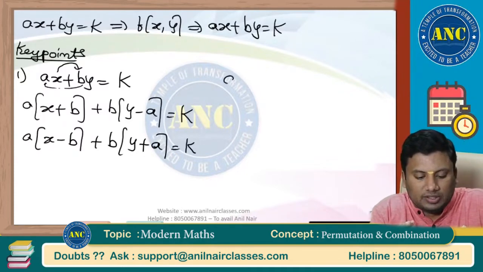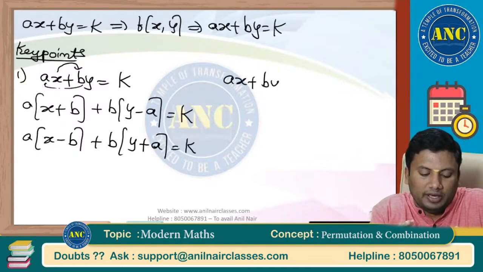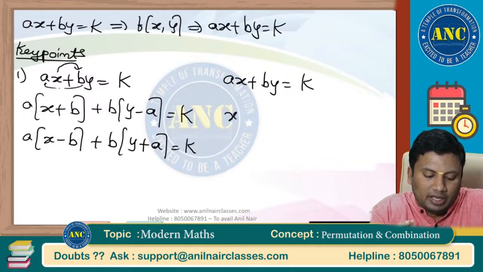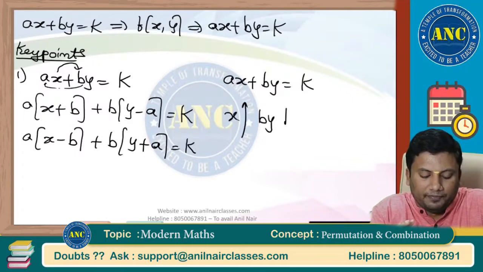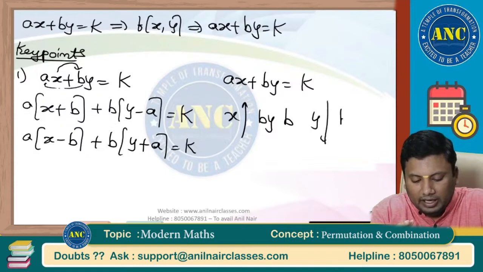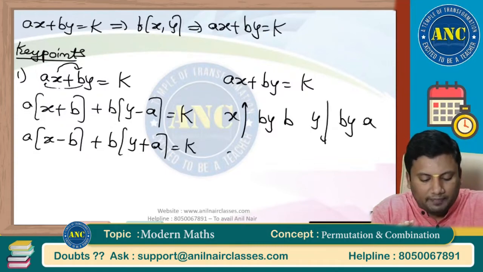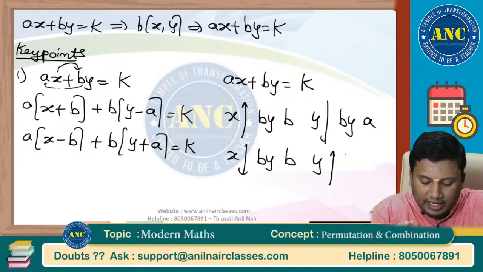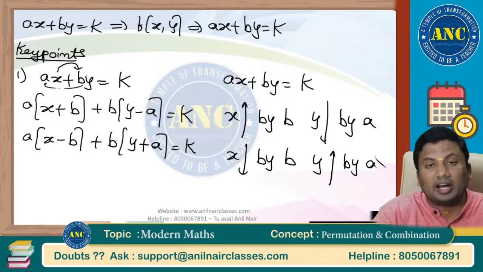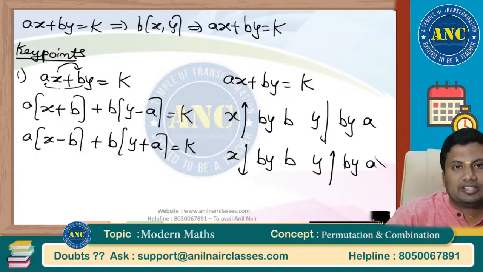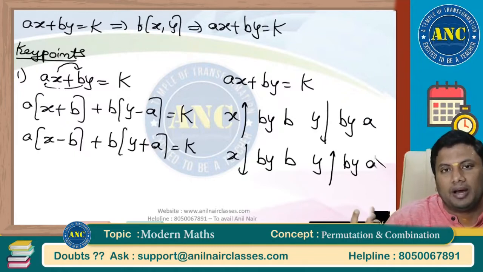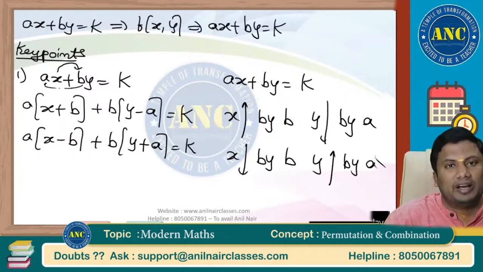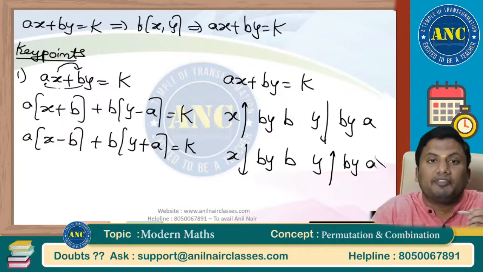We will write down this point. Ax plus by equivalent to k. If x increases by b, y will decrease by a. If x decreases by b, y will increase by a. X and y are inversely related to each other, not inversely proportional. Proportion means x is double, y will become half. If x is 3 times, y will become 1 by 3. But here they are in different coefficients.